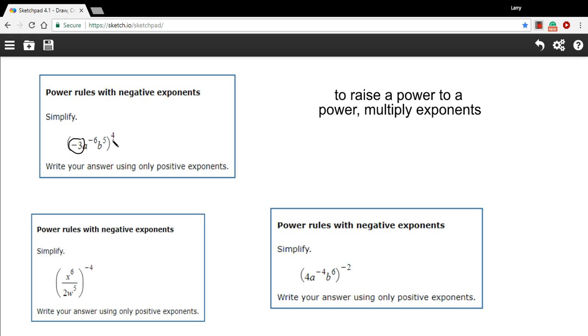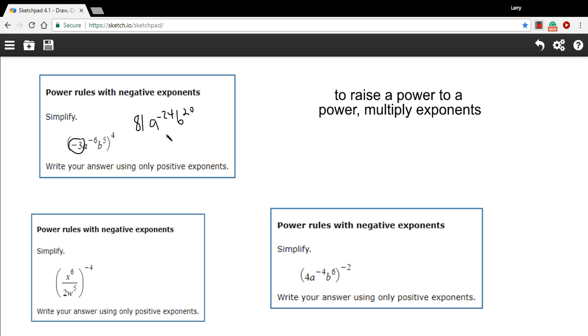Negative 3 to the 4th power. Well, it's a negative number to an even power, so that's going to be positive. And 3 to the 4th is 81. So that's that first chunk. Then we have a to the negative 6th to the 4th. Negative 6 times 4, multiplying the exponents, we get a to the negative 24th. And b to the 5th to the 4th is b to the 20th.